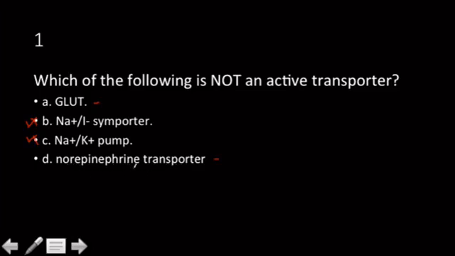I purposely wrote it out like this to trick you. If you do or do not remember that this was actually a symporter also, but instead of calling it a sodium norepinephrine symporter, which would be a giveaway that it was probably active transport, I just wrote it like that. So be careful for sort of tactics like that. The GLUT transporter, remember that's just your revolving door, so that's not active transport.